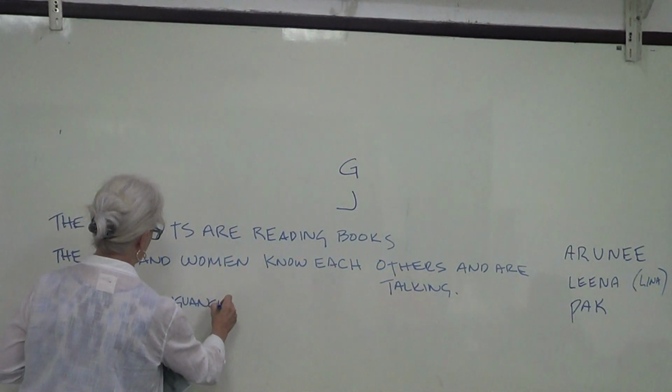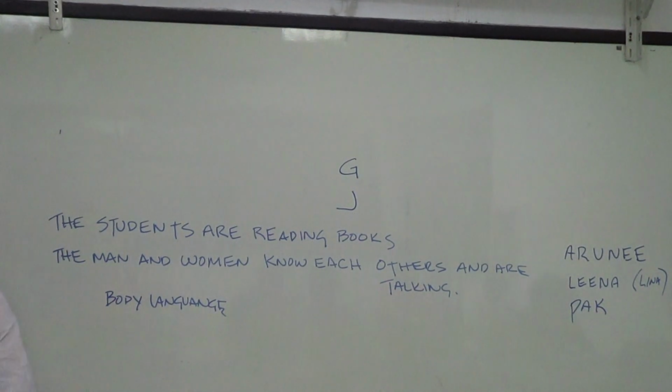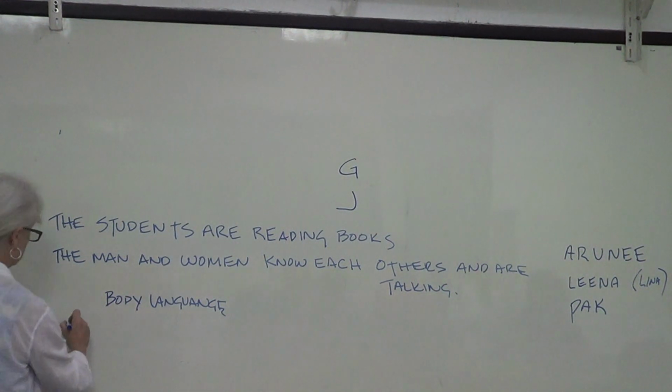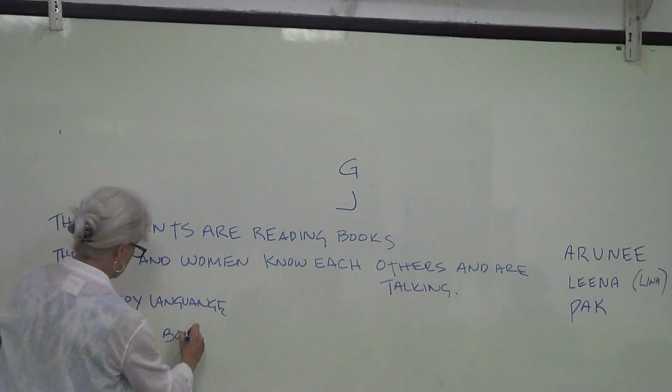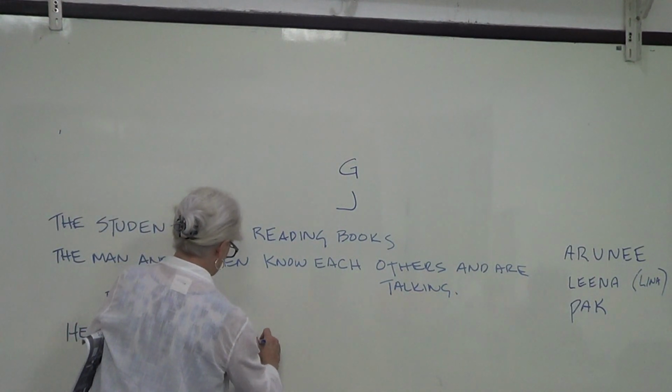So when we look at these pictures, we can tell from their body language what they're doing. They're looking down, so it's body language. They're reading, they're talking, giving directions. He has a book under his arm.